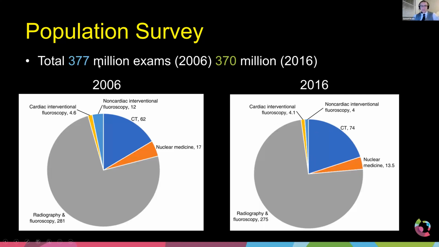Up to 2006, we acquired in the US 377 million medical imaging exams. Mostly, 281 million were planar radiography and fluoroscopy. CT, which is what we're talking about here, accounted for 62 million. Fast forward a decade, and CT usage is up to 74 million, up from 62. The total amount of imaging actually decreased by 7 million. So CT went up, total went down, and other areas like radiography, fluoroscopy, and nuclear medicine decreased.